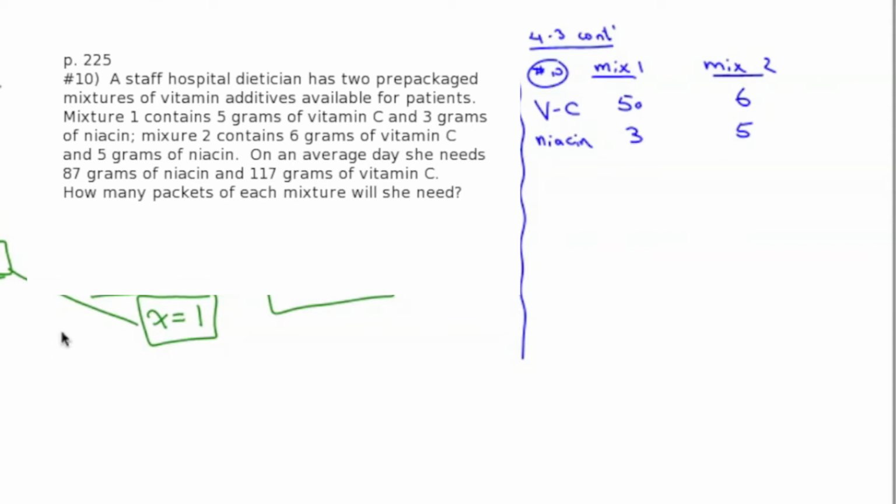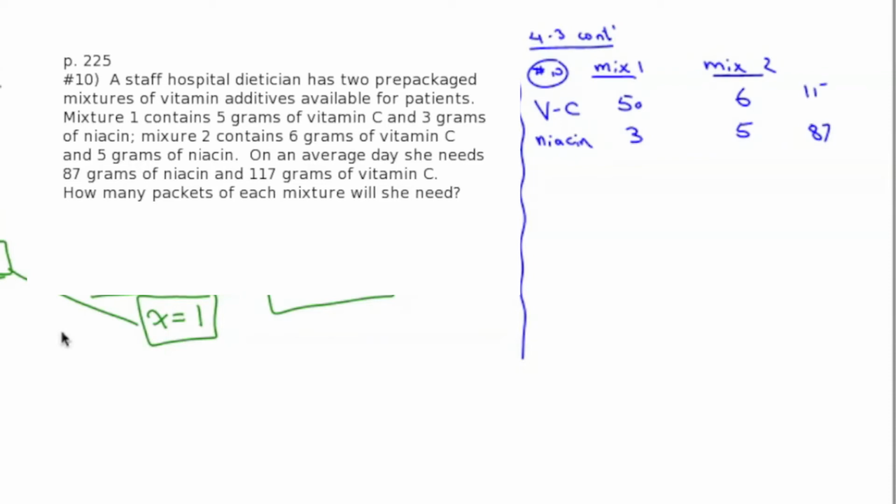What else do we know? That it's 87 grams of niacin and 117 grams of vitamin C. So if it's 87 grams of niacin, where would that 87 go? It'd be at the end, equal. At the end of niacin, so down here would go 87. And the other one is the vitamin C, which is 117.